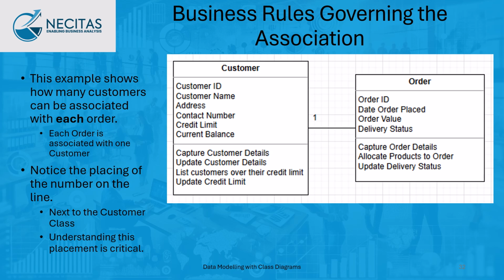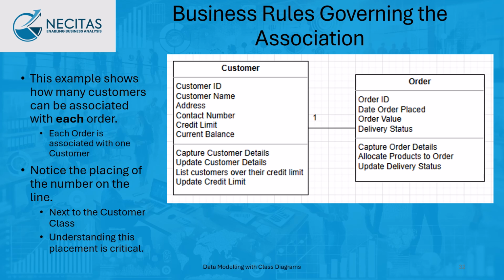In business terms, the multiplicity specified here can be expressed in a number of different ways, all meaning the same thing. We could say each order is associated with one customer, or each order is placed by one customer, or each order is placed by one and only one customer, or even each order must be associated with one and only one customer.